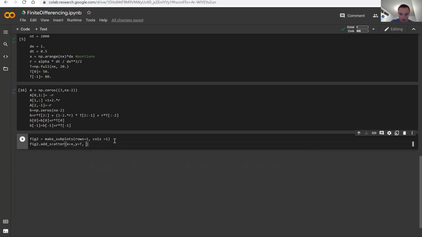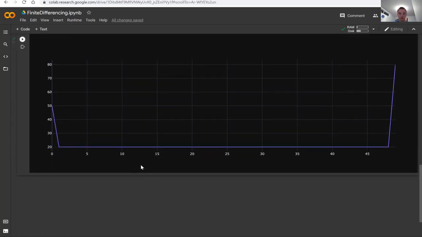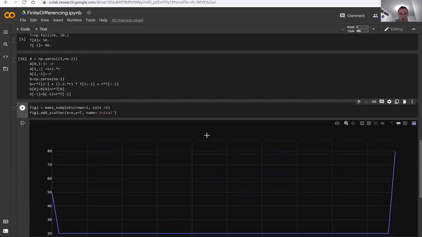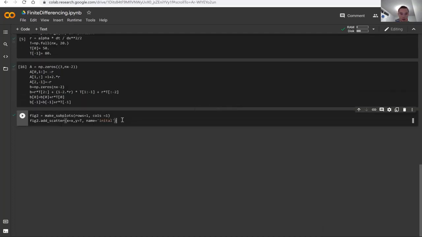And in this case, we can say this is our initial temperature profile, so we can just call it initial. So this is what our initial temperature profile graph will look like. We can see we started at 50, and then it diffuses down, and then it ends at 80. So that just shows us our initial temperature profile graph. What we want to do now is iterate through our solve banded function and solve for a temperature profile across our whole bar with stability this time.